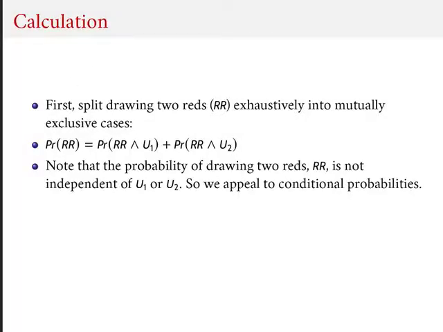So we cannot, in this case, simply apply the rule which I introduced in the previous lecture. That rule for calculating conjunctions says that if the conjuncts are independent, then you simply multiply their probabilities. However, in this case, the conjuncts are not independent. The probability of drawing two reds actually depends on or is influenced by whether you're drawing from urn 1 or whether you're drawing from urn 2.